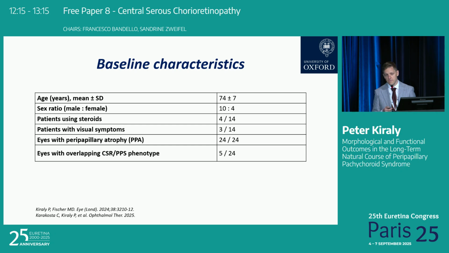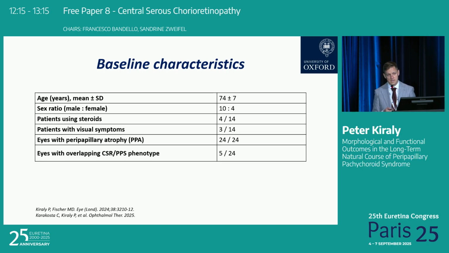However, only 3 out of 14 patients were symptomatic at baseline, and the majority of patients were referred to us because the community optometrists did OCT scans and saw intraretinal cysts. Very interestingly, and I'll come back to that in a minute, all patients at baseline had peripapillary atrophy, so 24 out of 24 eyes. Also, 5 out of 24 eyes had overlapping CSR PPS phenotype.